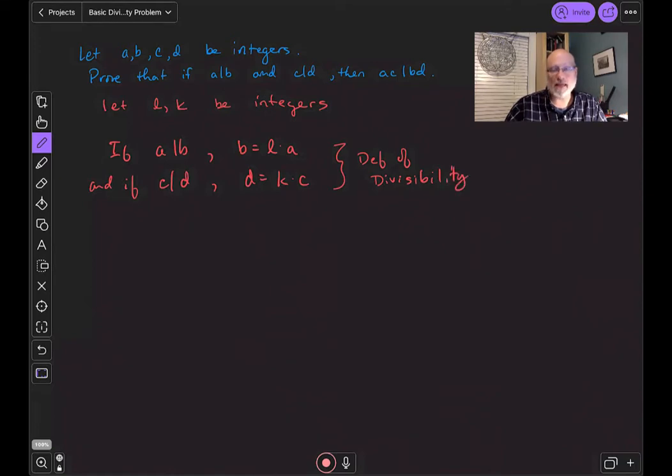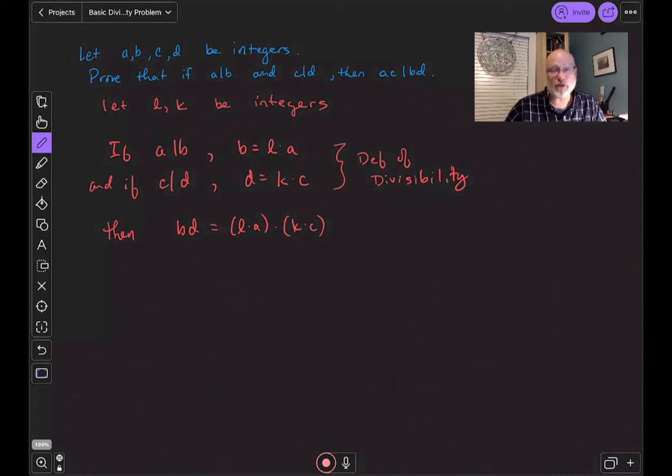Now we can use some straightforward algebra. I have these two equations, and both sides are equal to each other, so I can use a property of equality. I'm going to multiply the left sides together, so B times D is equal to the right sides multiplied together: L times A times K times C. Does that make sense? One thing I should point out is that at any point, you can pause the video or slow it down, whatever you need to do to make sure you're following along.